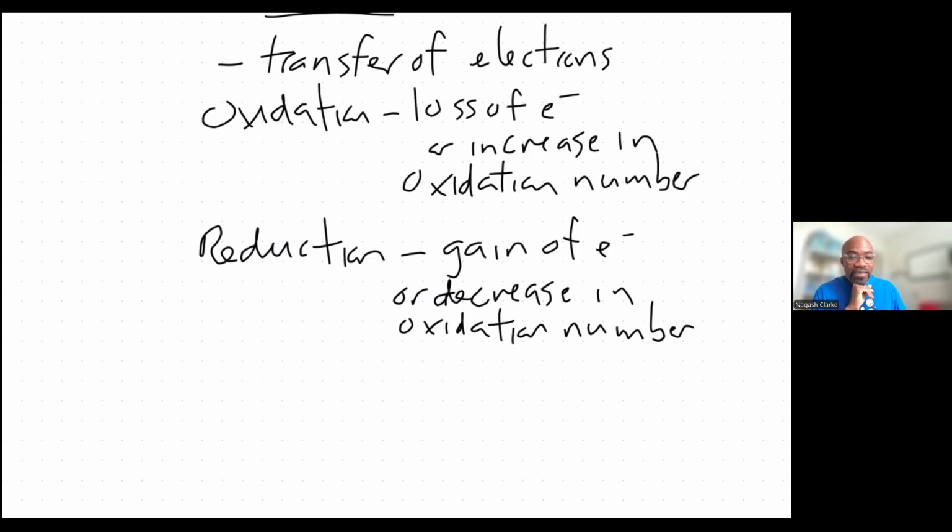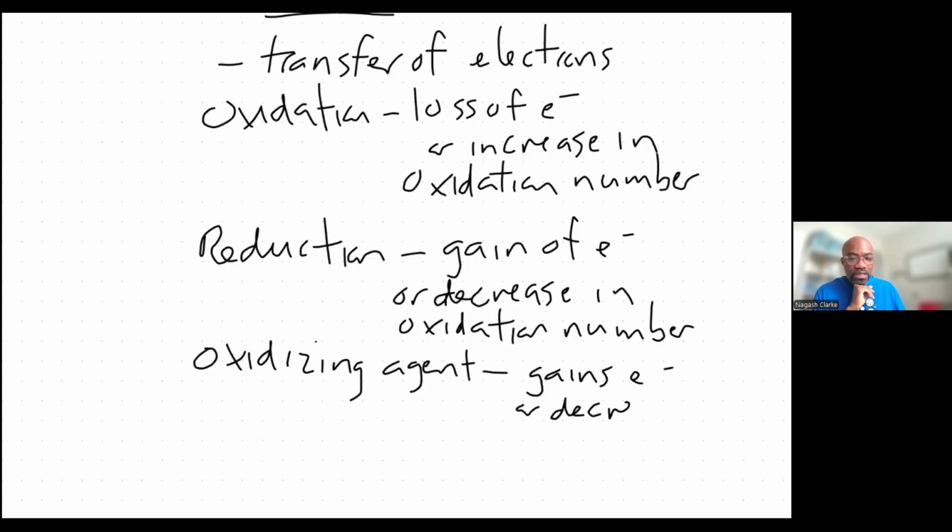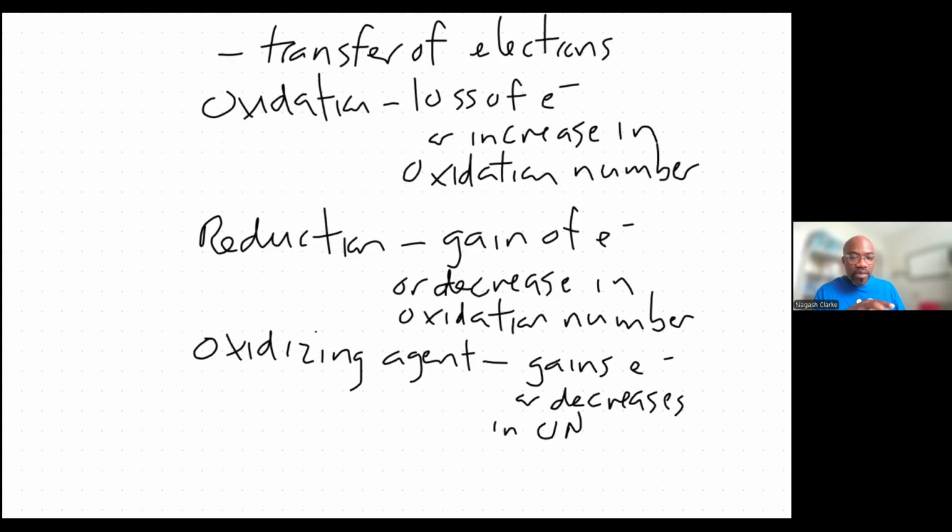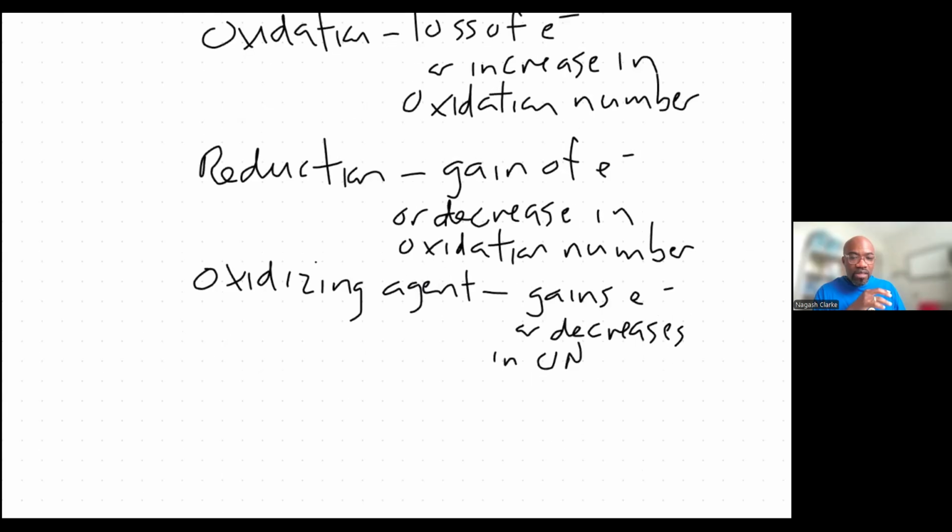An oxidizing agent or an oxidizer, you see some, like bleach is an oxidizer or an oxidizing agent. Oxidizing agent gains electrons or decreases in oxidation. I'm going to call oxidation number ON for short, to kind of save time. That's the same as oxidation number.